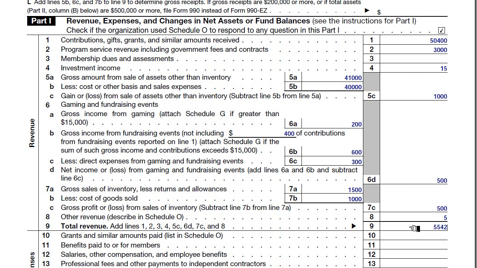So then you're going to add everything up, and if I've added correctly, total revenue is $55,420. That is a quick look at Form 990EZ Part 1 Revenues.